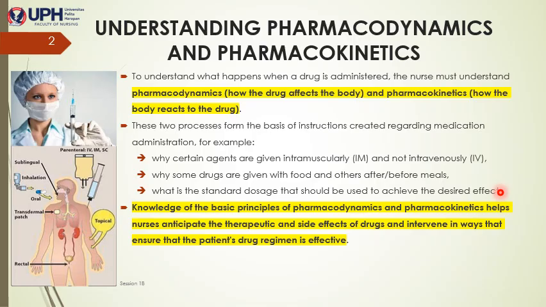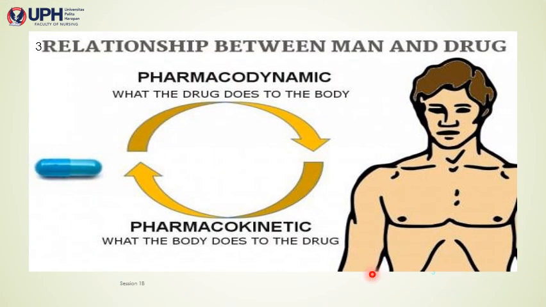Knowledge of these basic principles of pharmacodynamics and pharmacokinetics helps us nurses anticipate the therapeutic and side effects of drugs and intervene in ways that ensure that the patient's drug regimen is effective and safe. So, as I mentioned before, when we understand the relationship between man and drugs, we know that the drug is being taken by a human, and we also have pharmacodynamics, what the drug does to the body, and pharmacokinetics, what the body does to the drug. So it will then be beneficial and have the desired effect.